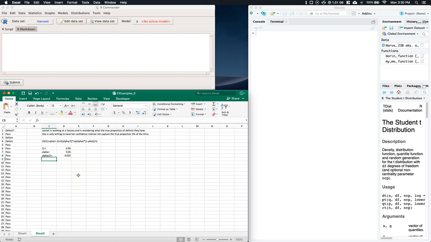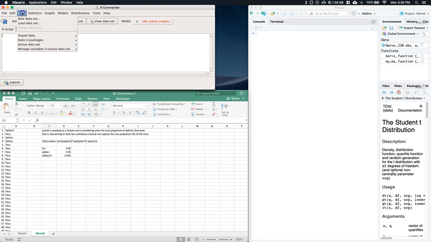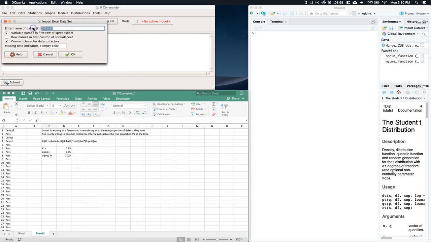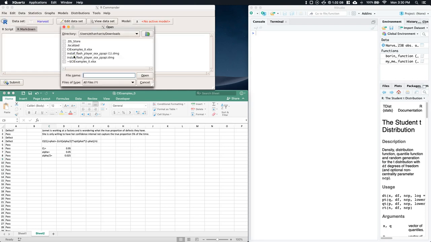Okay, so now we need to get some information from our data. So I'm going to import this data. I'm going to go back to R Commander, Data, Import data, and we'll say from Excel file. I'm going to call this defects, and I'm going to click OK.